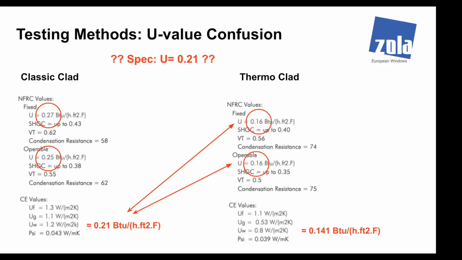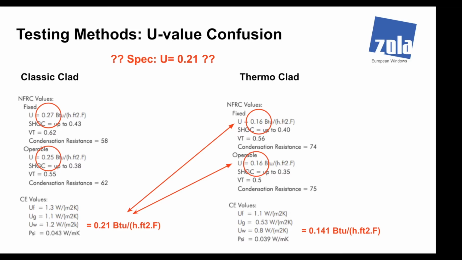I don't even know if the DOB would recognize that this error is being made because of the complexity of it, but the truth is you should really be looking at NFRC values if they're available for New York City, and if they're not, then you should be discounting the CE values.